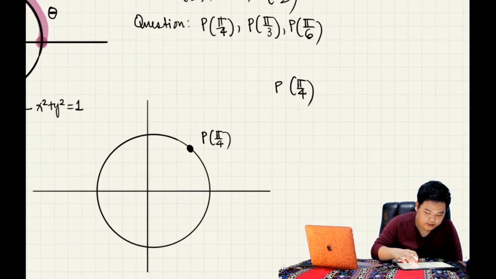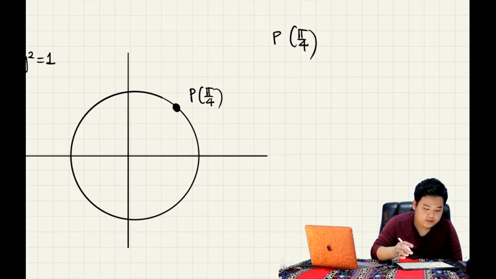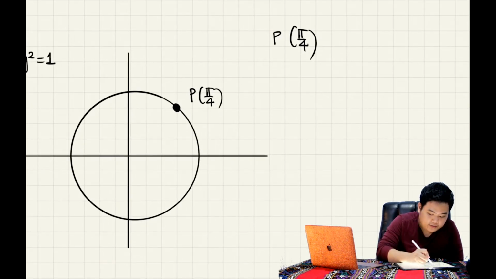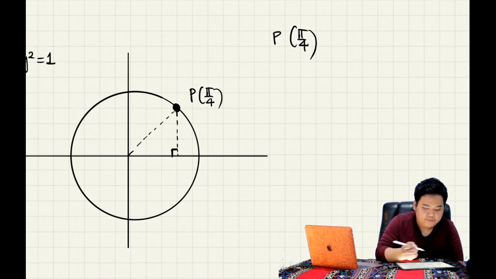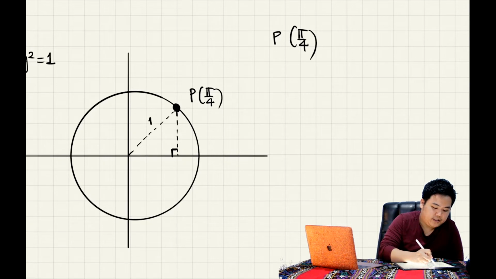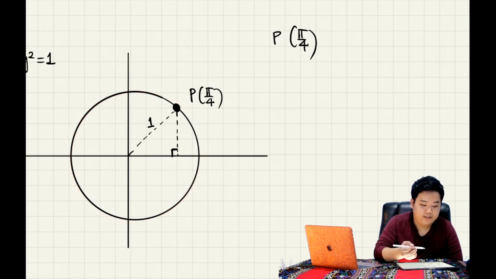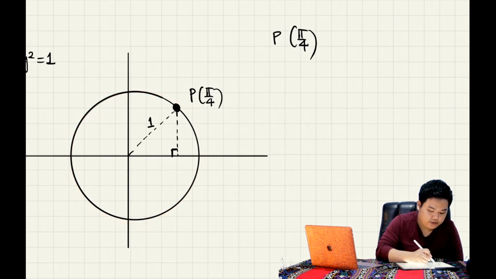Okay, let us zoom in. So ang gagawin natin is, gagawa tayo ng perpendicular drop from pi over 4. And we connect P of pi over 4 to the origin. So meron na tayong right triangle. So alam natin that the hypotenuse of this right triangle is 1 because this is the unit circle. 1 yung radius niya. So ang question, ano kaya itong angle na ito?